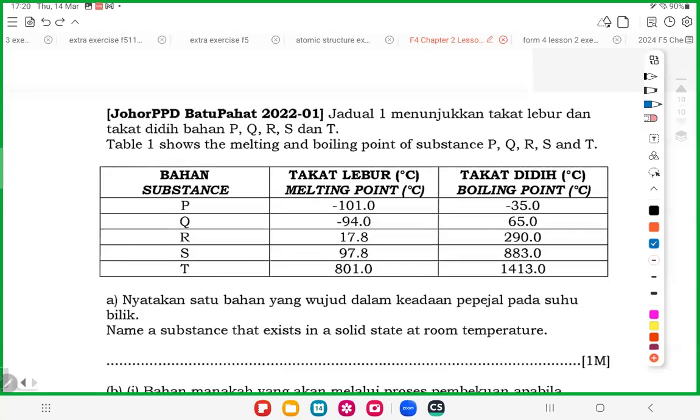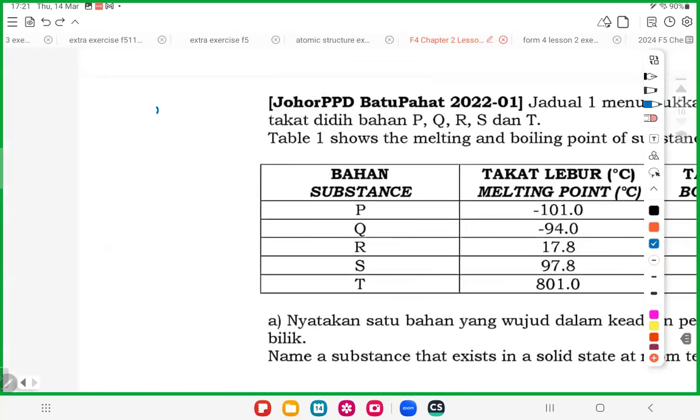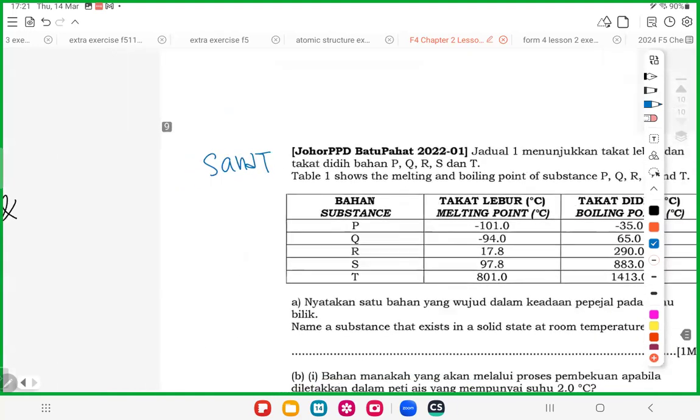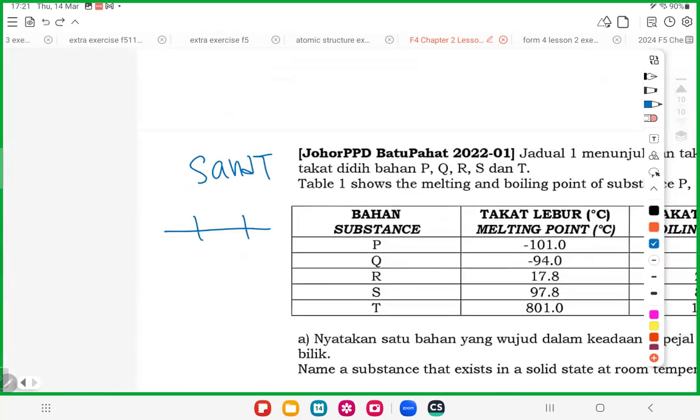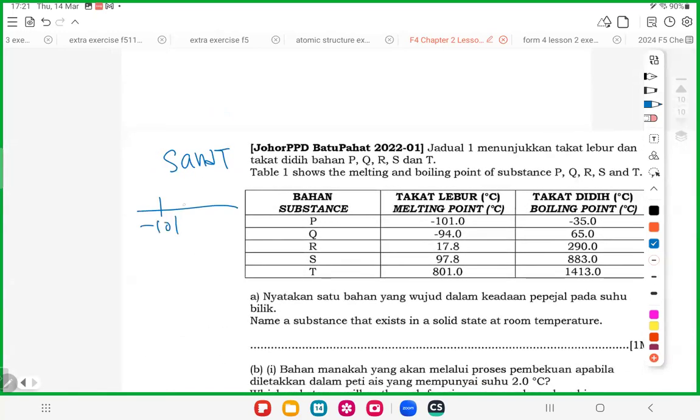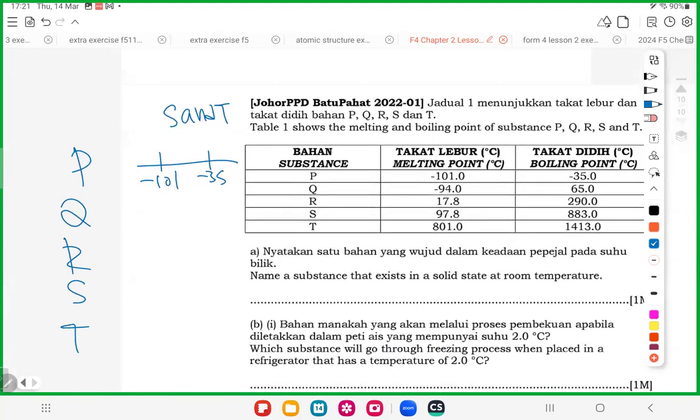Okay, well done. I see a lot of students answer S and T, which is correct. Yes, S and T are solid. Why? Because of a simple thing. We draw the 3 lines method. Remember the 3 lines method: the first one, negative 101 and negative 35. This is substance P. So this is solid, liquid, and gas. Room temperature is 25. Where is 25? 25 is more than negative 35, so it's here. This one should be a gas at room temperature.